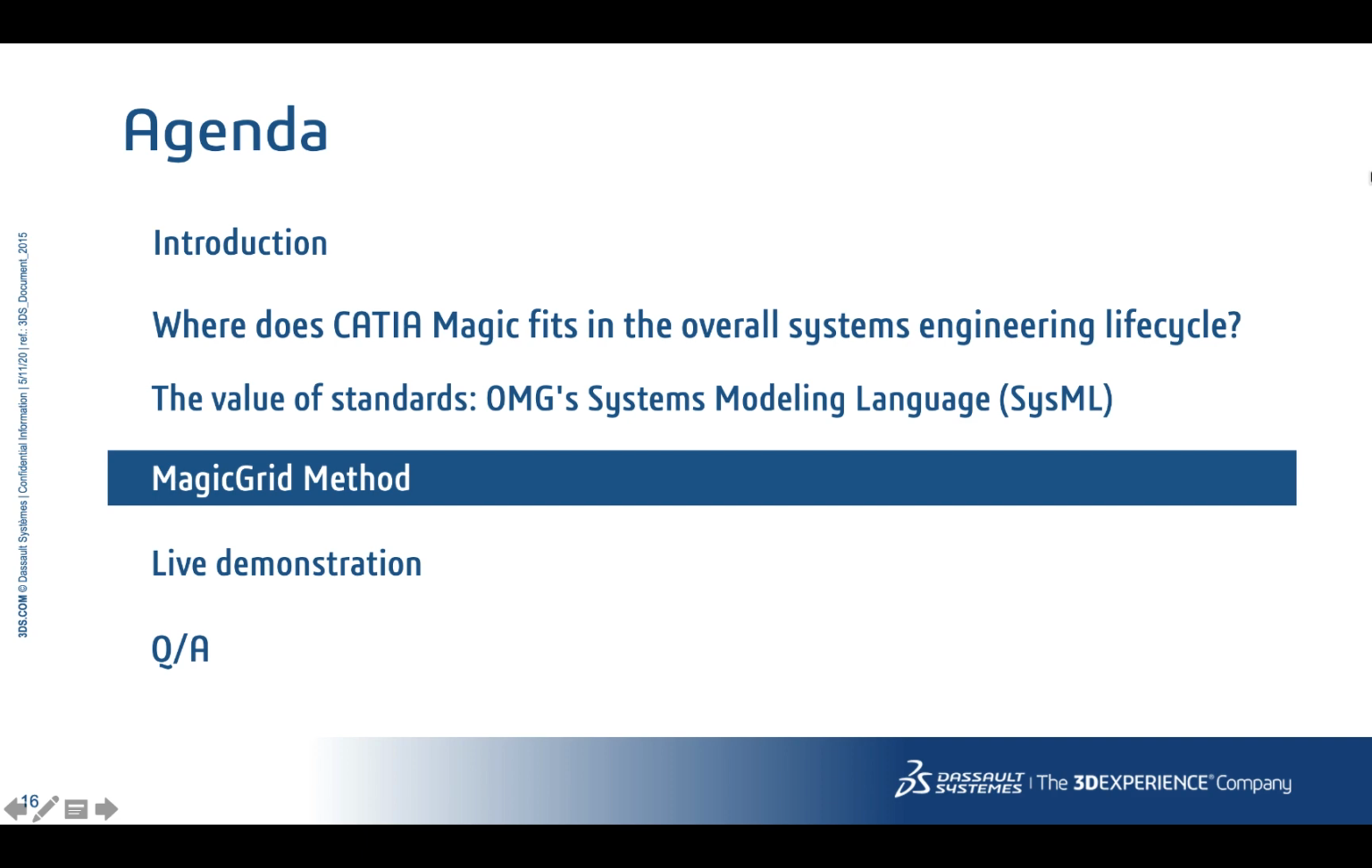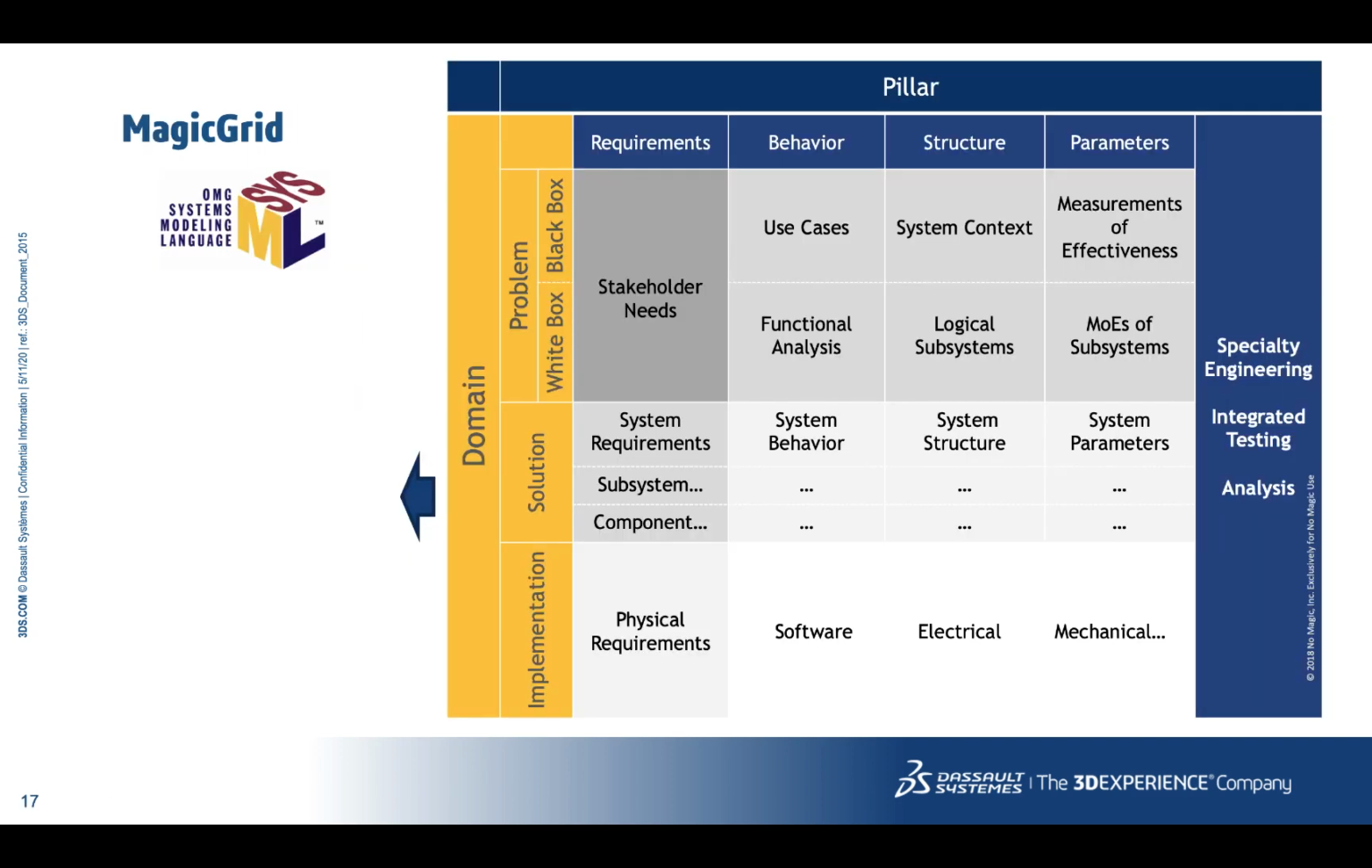As we described the language already, now we're going to describe the method. We're going to talk about MagicGrid from Dassault Systèmes. It's called a grid because it's represented in a grid where we have columns and rows. The rows are layers of abstraction. We also call them domains. And the columns are pillars. We already introduced pillars when I introduced the SysML language: requirements, behavior, structure, and parameters.